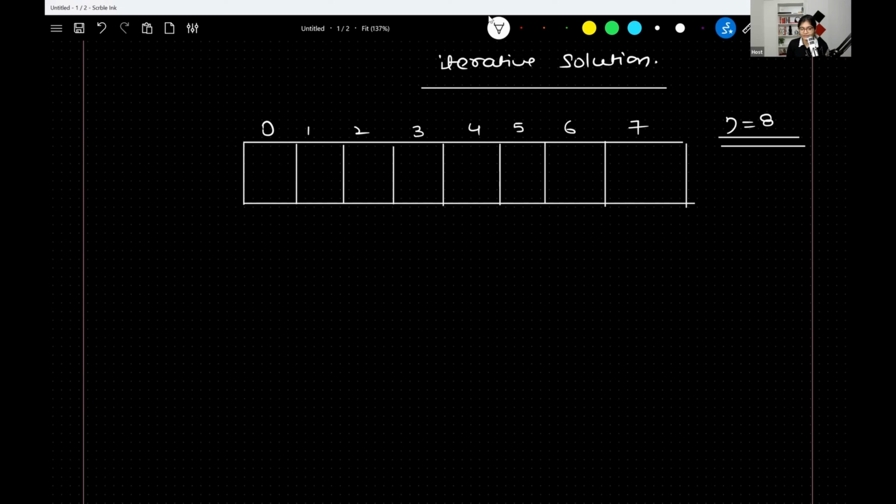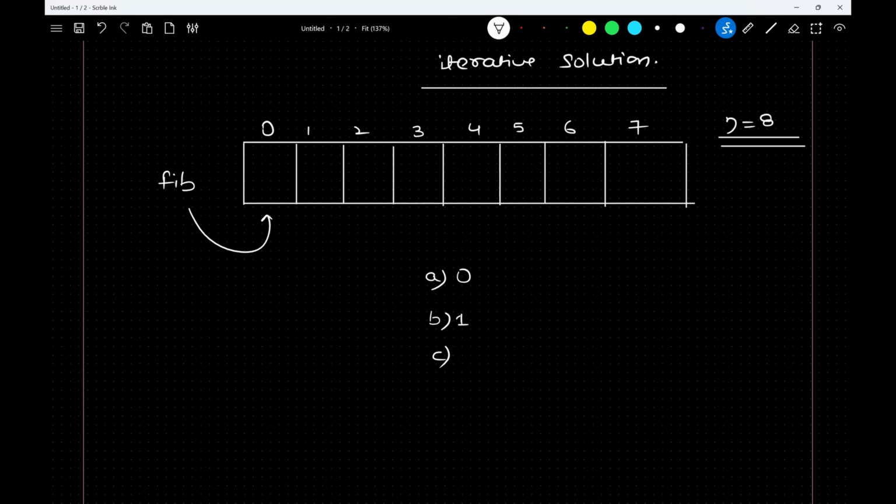What is the value when n is 0? What is the Fibonacci number, Fib 0? Some students are saying 0, some are saying 1. Is any other student saying any other number?